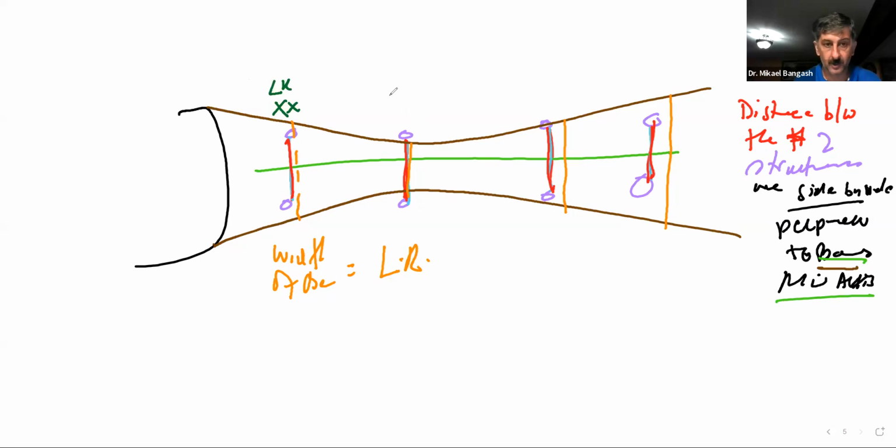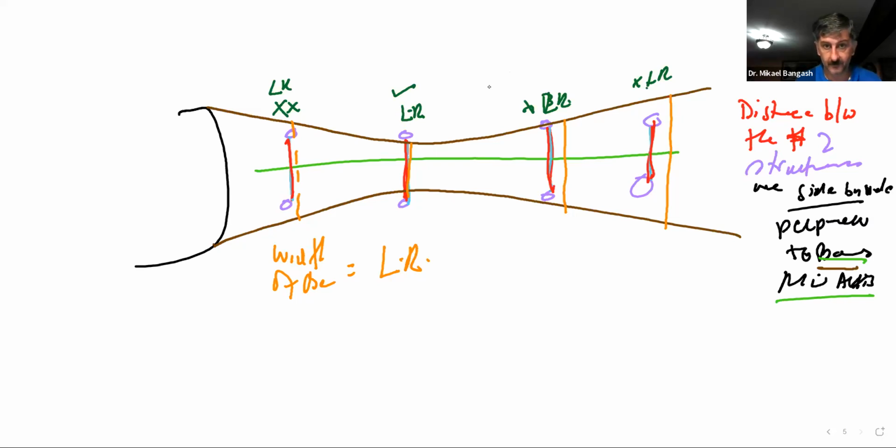At this point here, we will have a good lateral resolution. At this point here, we will have a bad lateral resolution. And at this point here, we will have a bad lateral resolution. Why? Because the width of the beam, which was the numerical value of the lateral resolution at this point here, this width.